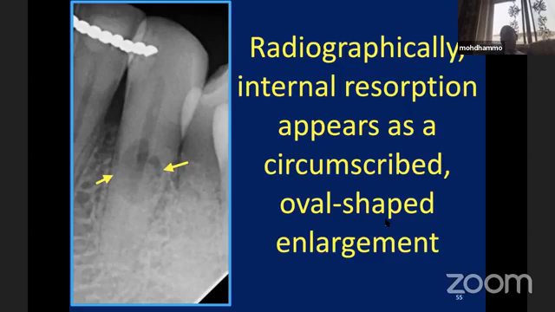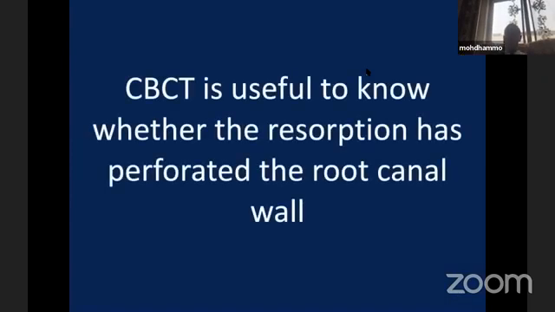We have a problem in the diagnosis of internal resorption because radiographically, using the two-dimensional periapical X-ray, we could not actually know if there is a perforation or if the resorption is just inside the root canal system. We could not make such a differentiation based on the periapical two-dimensional X-ray. Because of this, cone beam computed tomography, or CBCT, is useful to know whether the resorption has perforated the root canal or not.